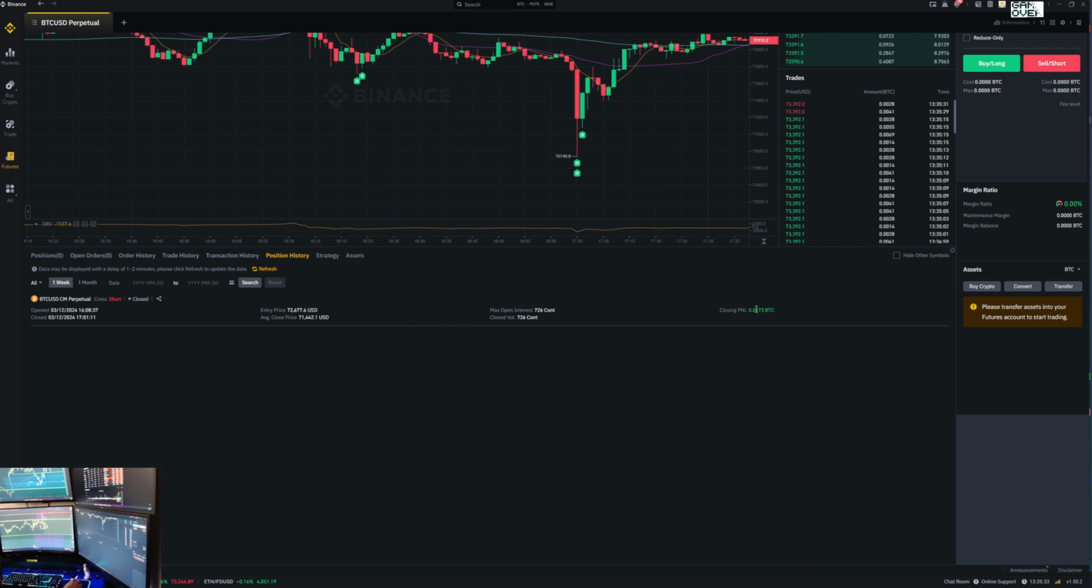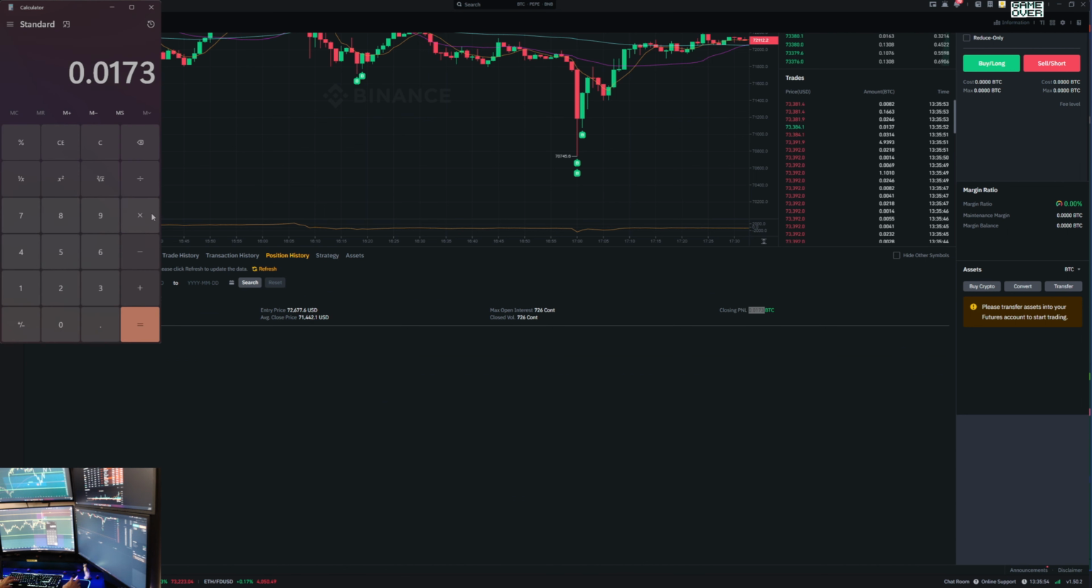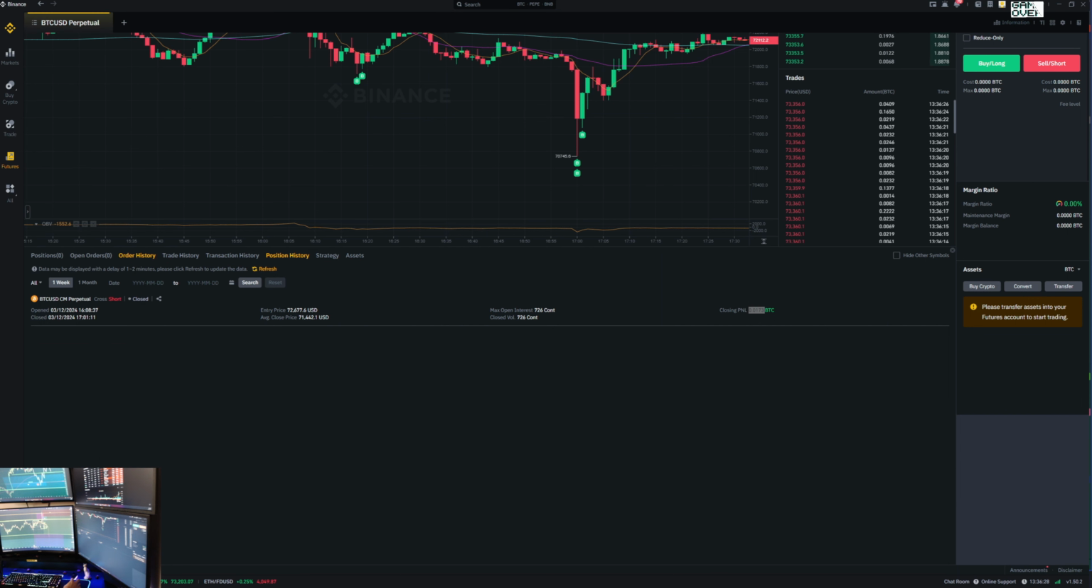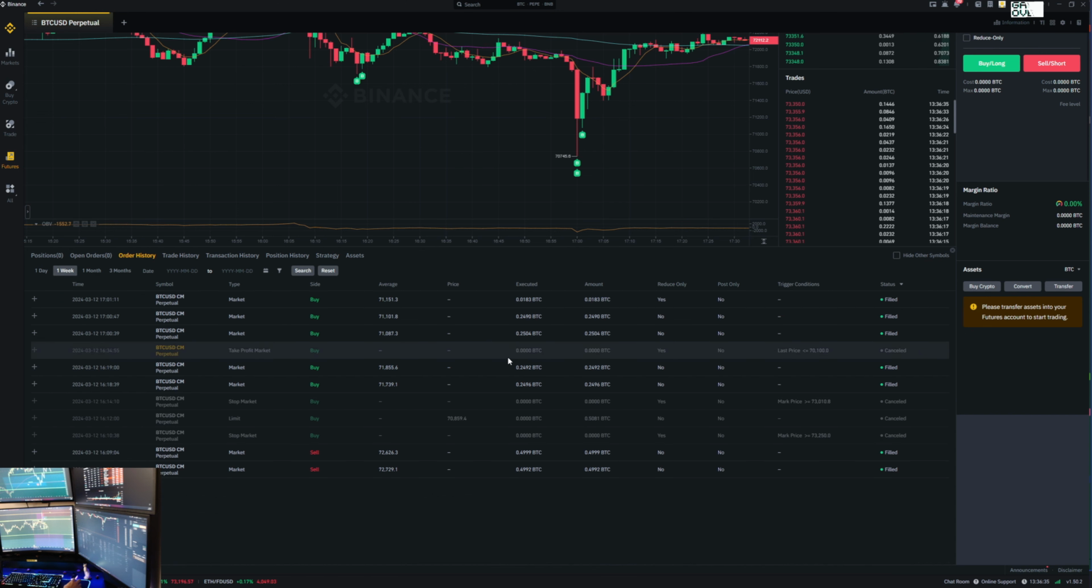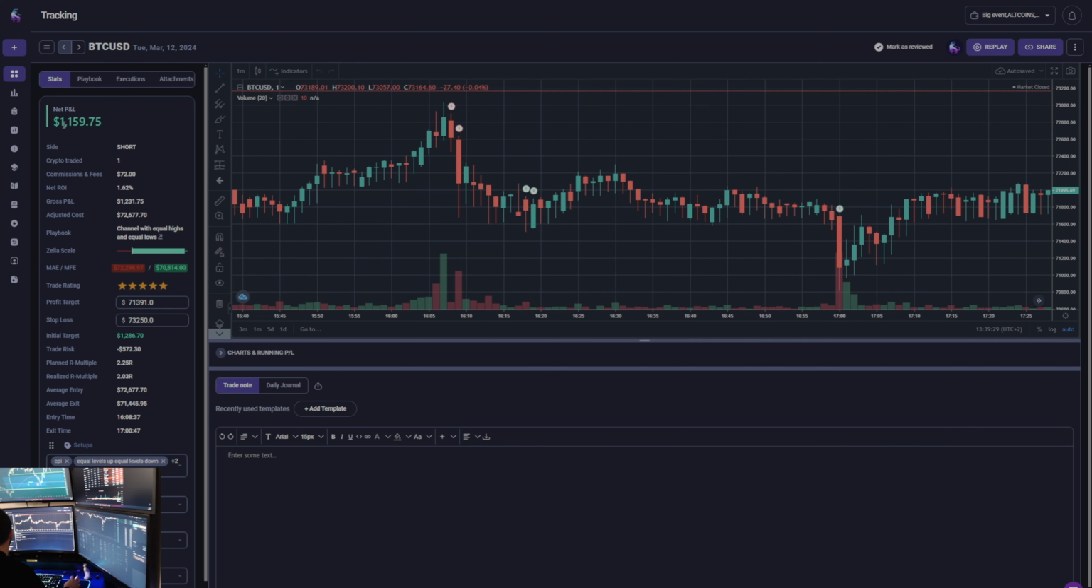And here is my PNL for the day, which is 0.0173 when we multiply it by 71,000. You can see this is all of my profit for the day. I forgot to mention the fee. So the fees were around $72 because I was a taker, not a maker, so the fees are a bit higher. Here you can see my whole net PNL of this trade from yesterday.